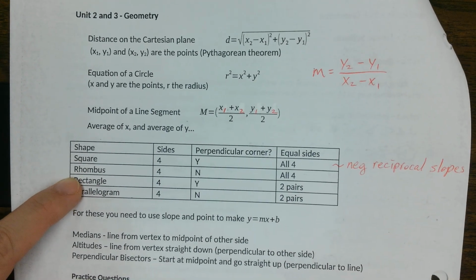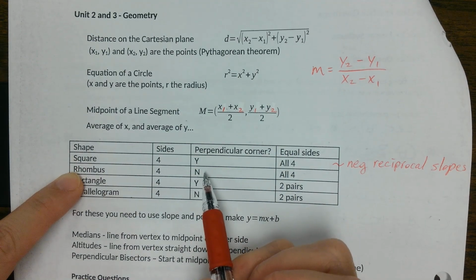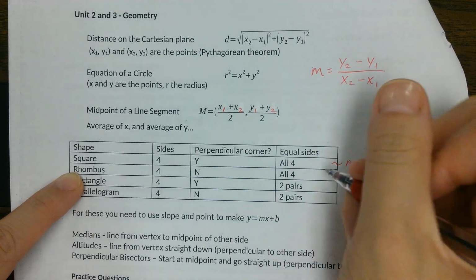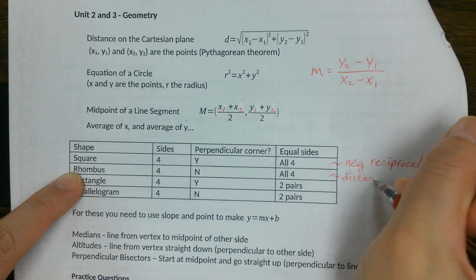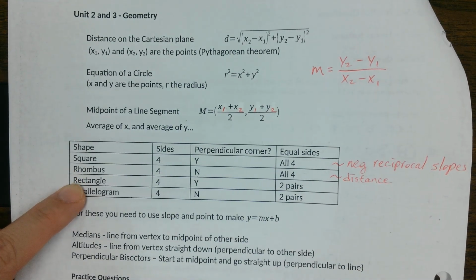Okay. A rhombus also has 4 sides, but they don't have perpendicular corners. Okay. How do you check that all 4 sides are equal? Yep. Distance formula. Okay. Distance for all 4 sides the same. A rectangle, also 4 sides, has perpendicular corners, but has 2 pairs of parallel sides.